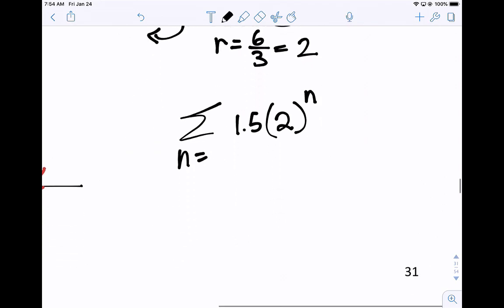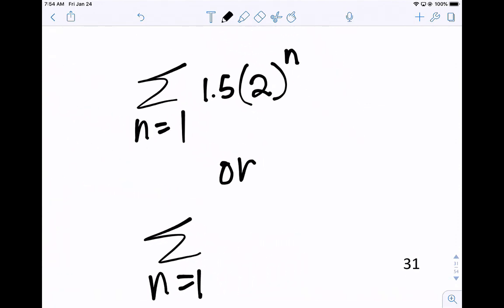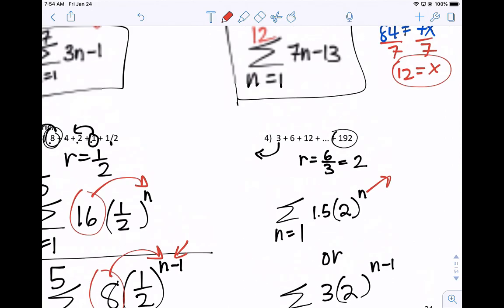Okay, so there's one way to write it, or we could start at the first term. Let's say we wanted 3 here, but then we have to push it back, n minus 1 right here. So each of these equations will give us the same answer. All right, so let's use it to find 192. I'll just use the first one.